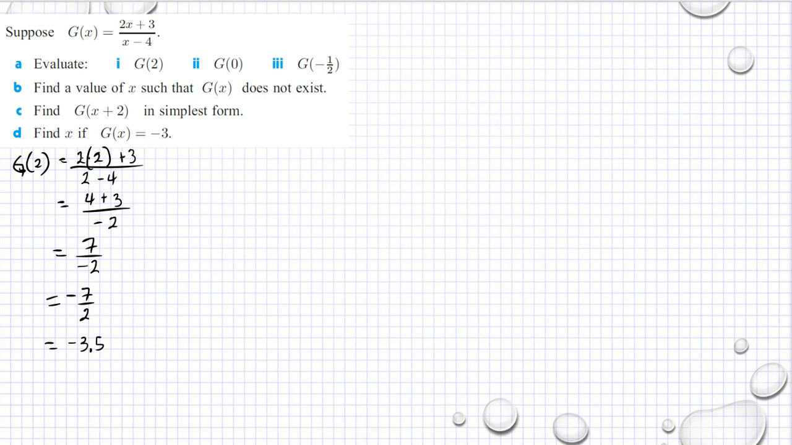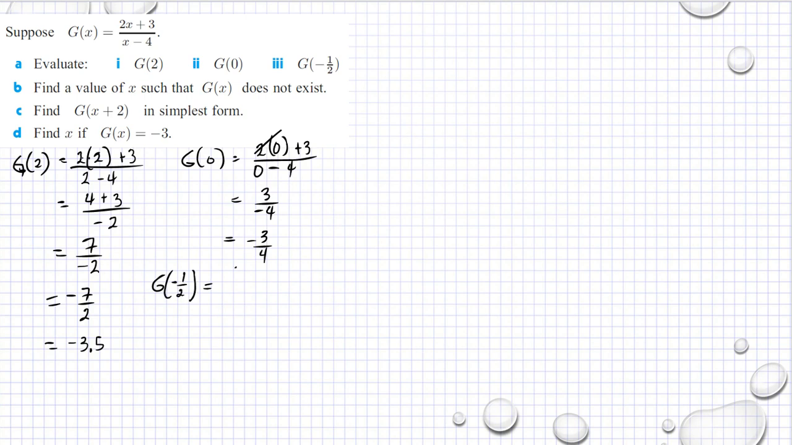Okay, and then we have g of 0. Then we have 2 times 0 plus 3 divided by 0 minus 4. Then we have 3 divided by negative 4, and that is negative 3/4, or negative 0.75 if you want to do that. And then we have g of negative 1/2.